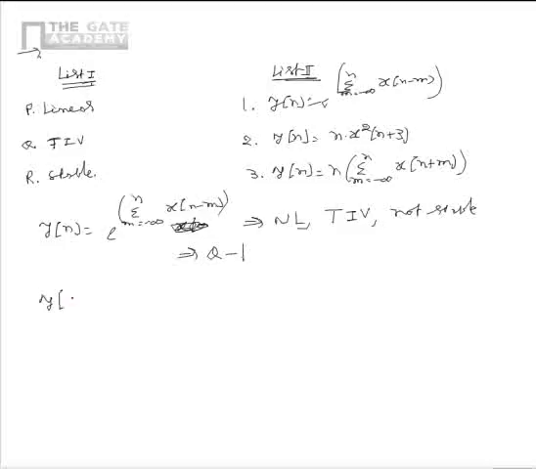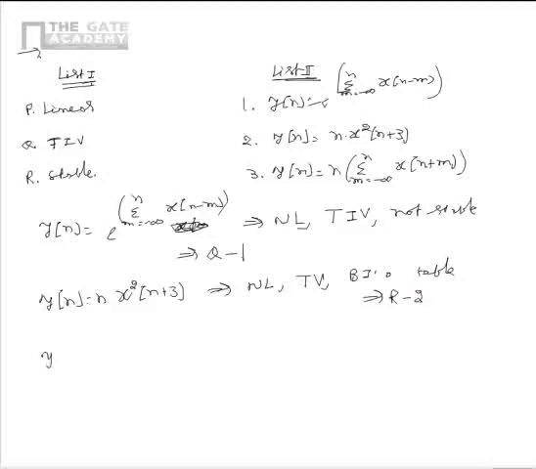Similarly, if you pick the system in 2, that is y[n] = n·x²[n] + 3, as the system doesn't satisfy the superposition principle, the given system is nonlinear and is also time variant, and we can also show that the system is stable in the BIBO sense. So that implies R maps to 2.